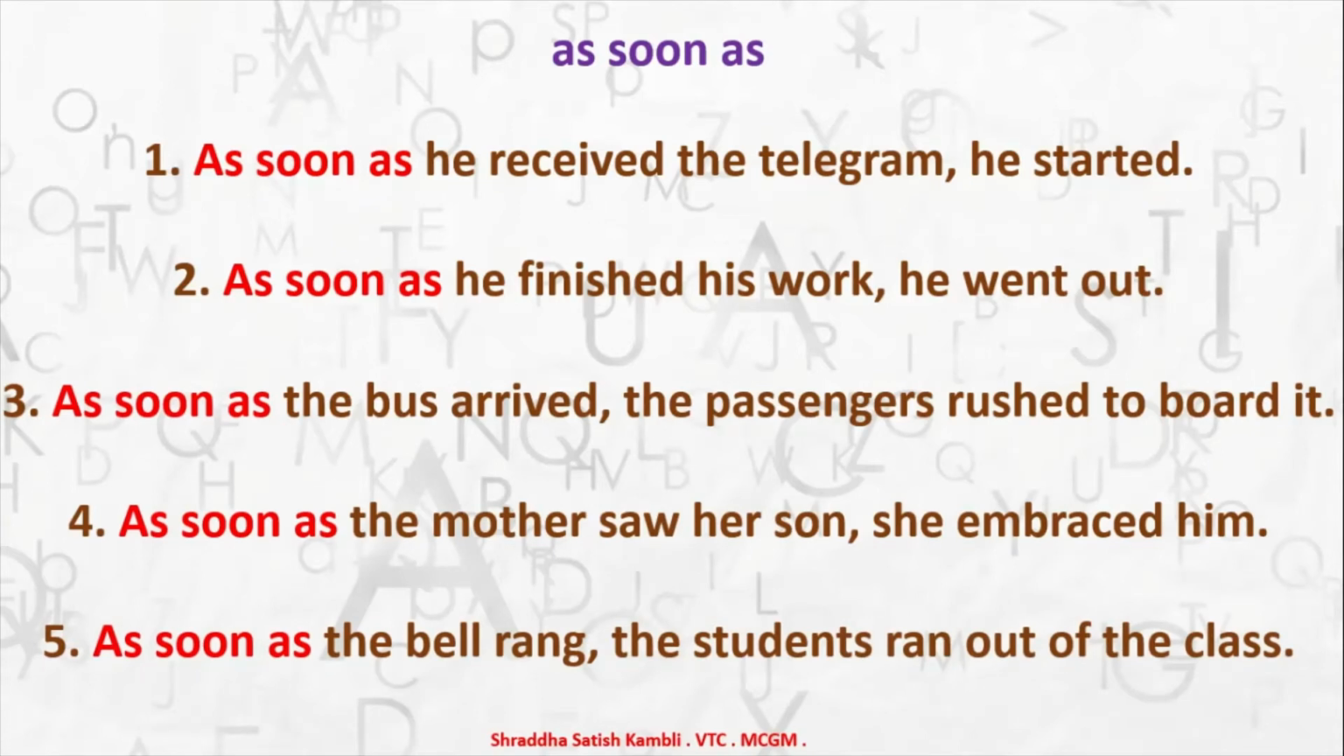You can even write it as, he started as soon as he received the telegram. He went out as soon as he finished his work. It will not change the meaning of the sentence. Okay, so these were some compound conjunctions, children, and we saw certain sentences also based on compound conjunctions.